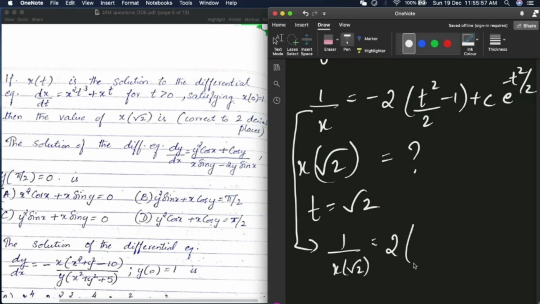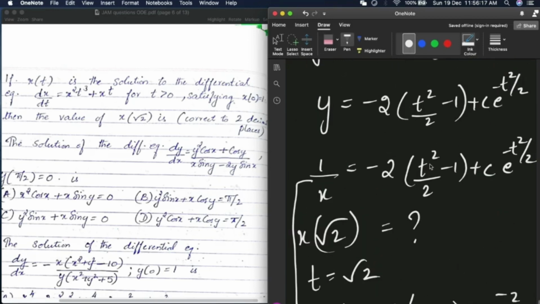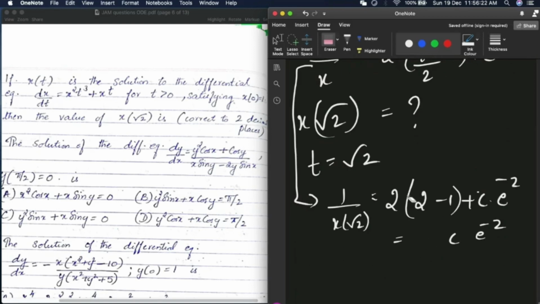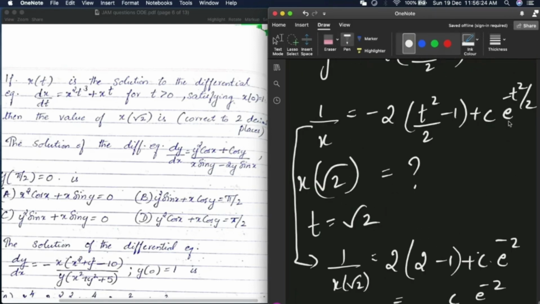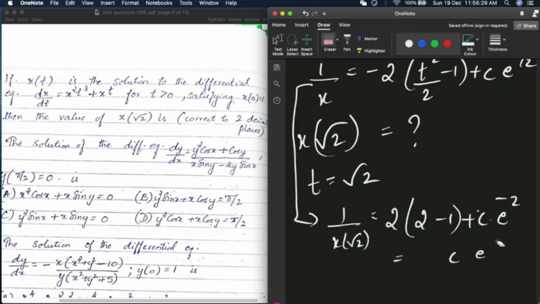C raised to e power minus 1 becomes e raised to minus 2, right? Ma'am, isn't it 1 minus 1? This becomes, correct, 2 by 2 is 1. 1 minus 1 is 0, so this goes away. C into e power minus 1. This is also minus 1.